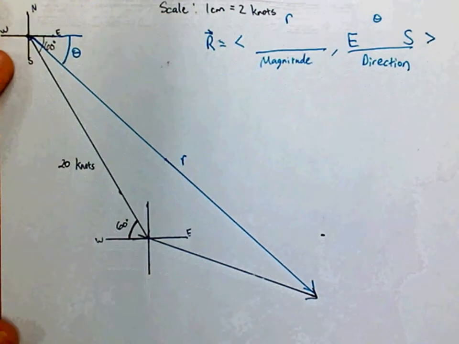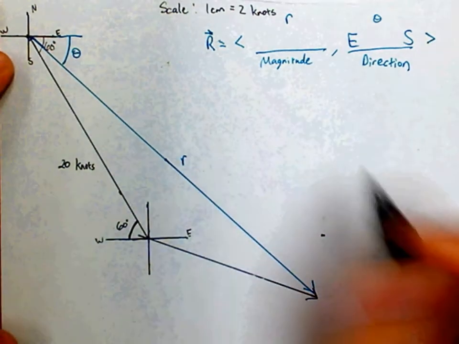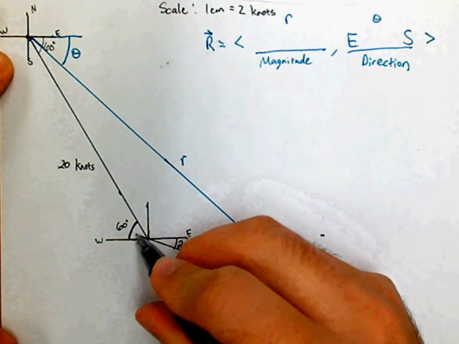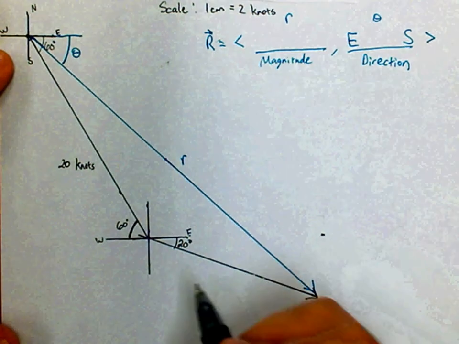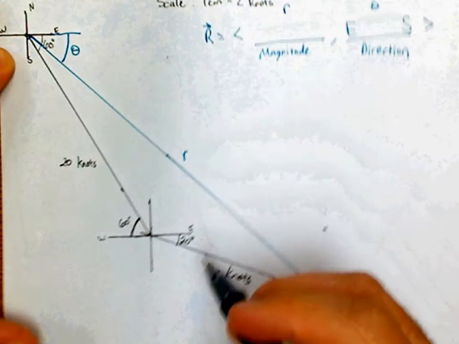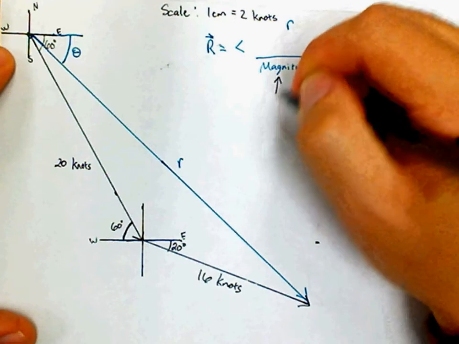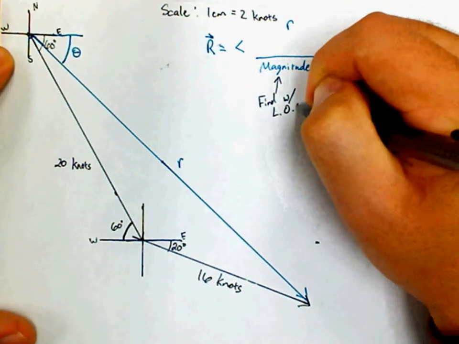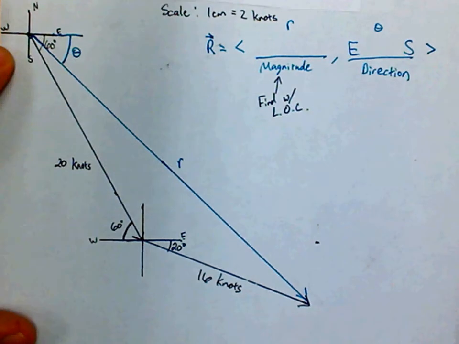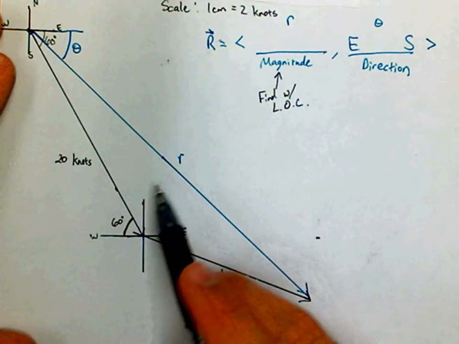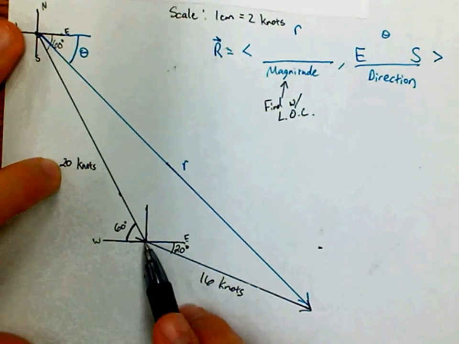So let's go back to our drawing. There's some stuff I haven't labeled. Label anything you measured. This is 20. Make sure you labeled this as 60 because we did measure that. This is 16 knots. I want to find R first. We're going to find this with the law of cosines. It'll always be law of cosines for the magnitude. To use the law of cosines, I need two sides and the angle between them. I don't quite have that, but let's check.